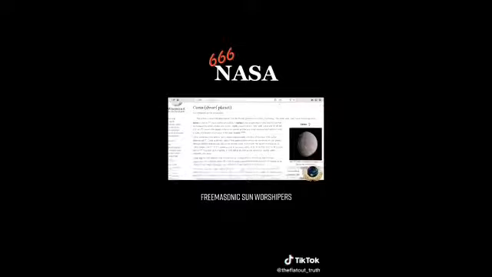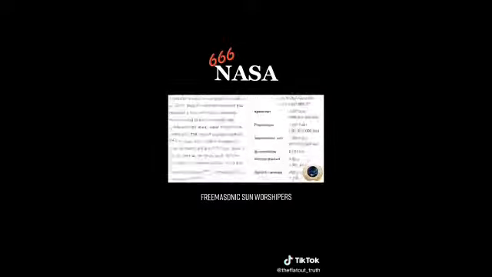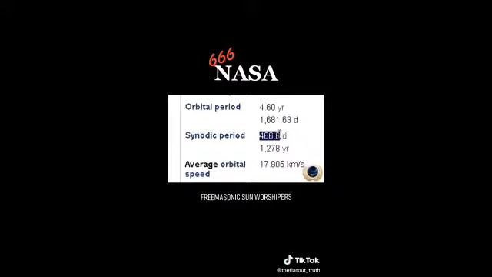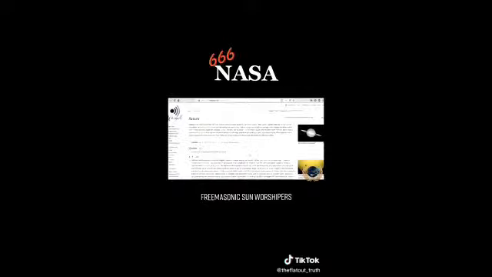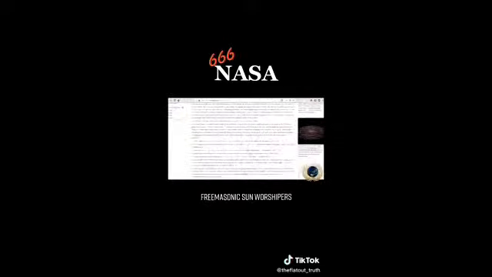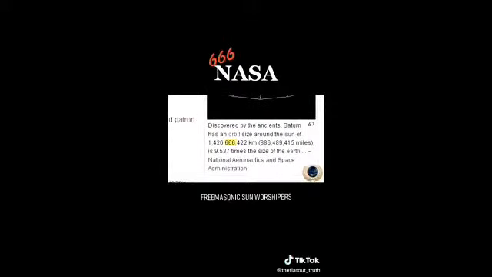Now let's look at Ceres' synodic period. And just as you expected, 666. Again, the devil's in the details, ladies and gentlemen. Saturn's orbital distance in kilometers. Let's take a look at the numbers. Oh, 1,426,666,000.